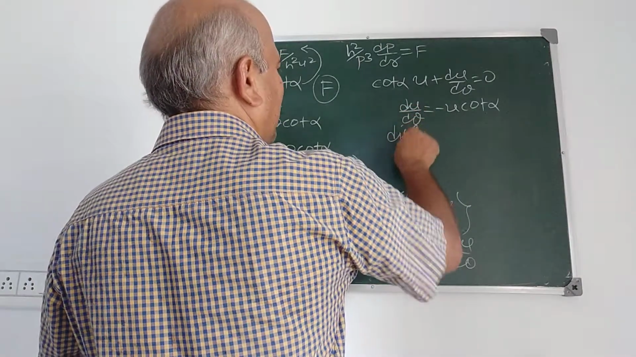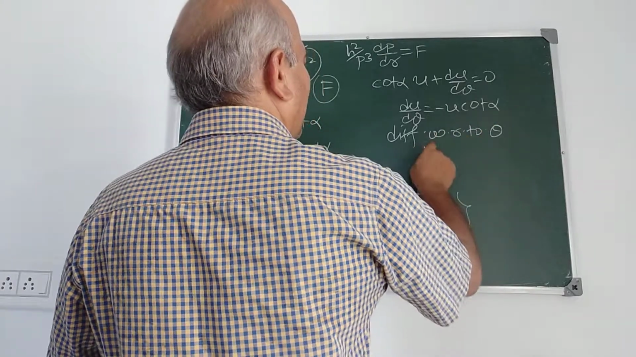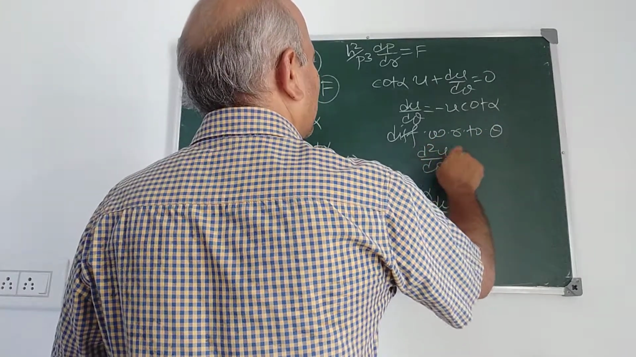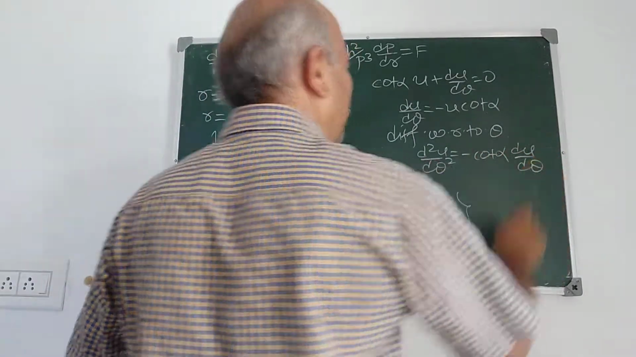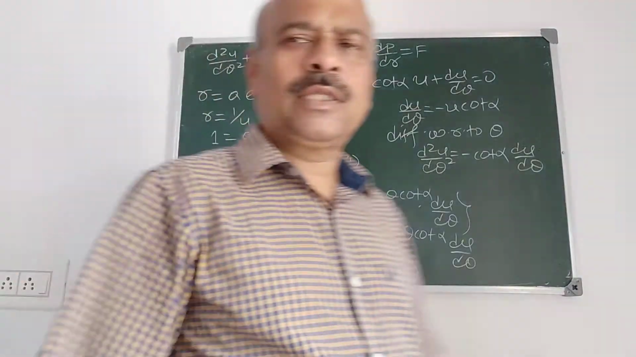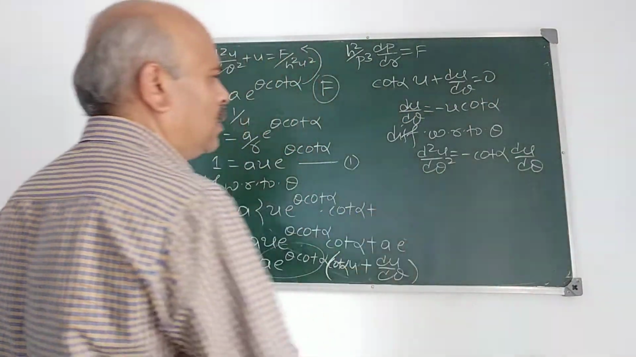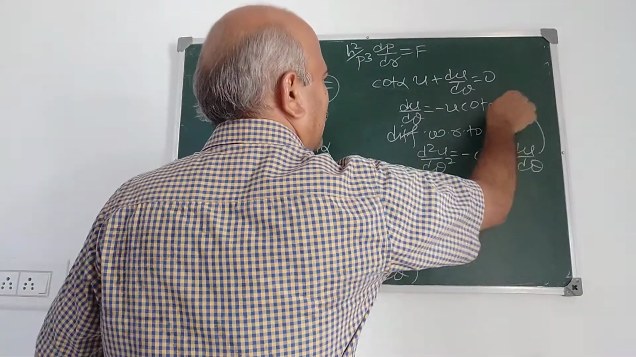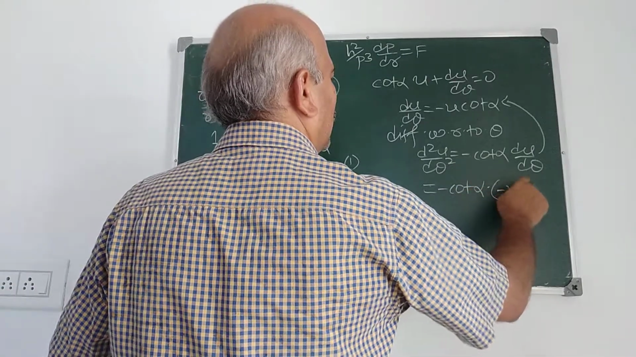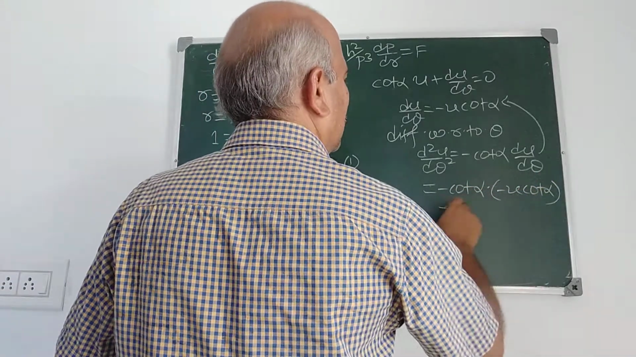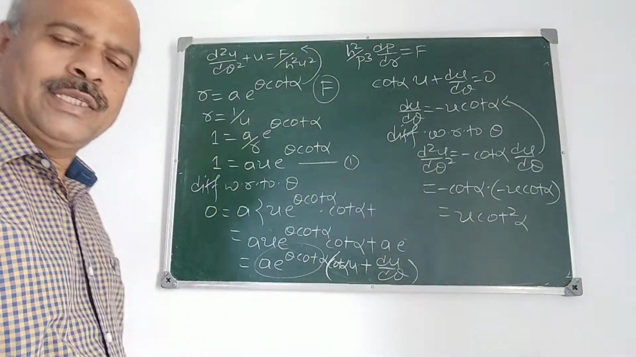Now differentiate with respect to theta again. d2u by d theta square is minus cot alpha into du by d theta. Therefore, substitute what du by d theta is, this value: minus cot alpha into minus u cot alpha. So, u cot square alpha. This is d2u by d theta square.